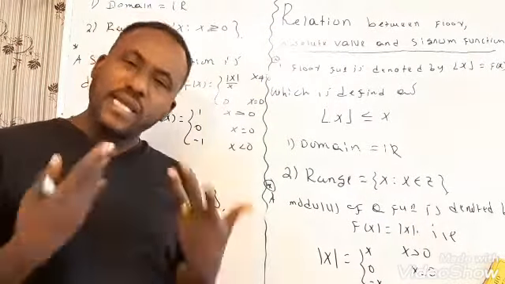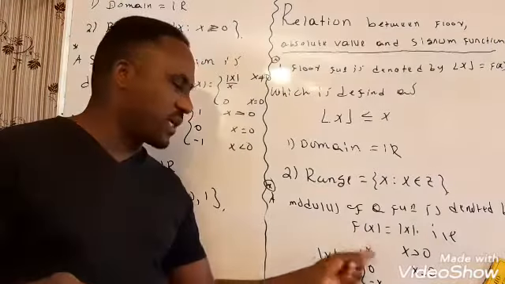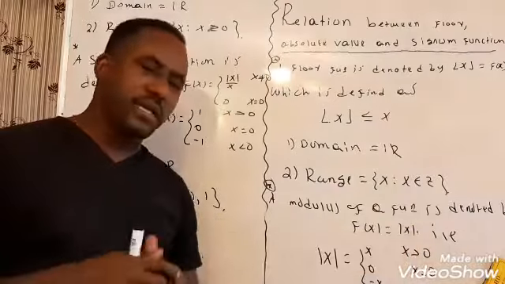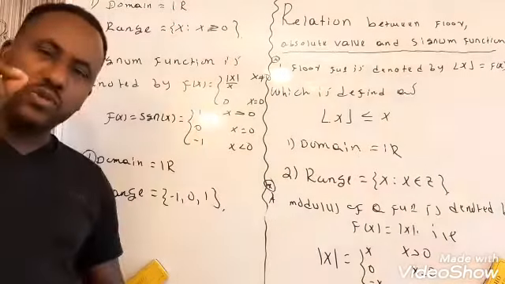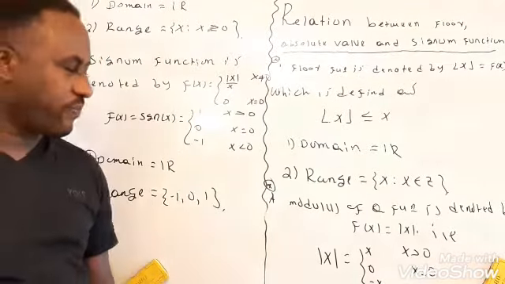So let's see, for a certain positive point, the symbol of the absolute value of x is x itself. If x is zero, the distance is zero, so we take it to be zero.